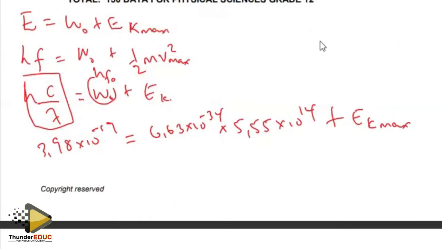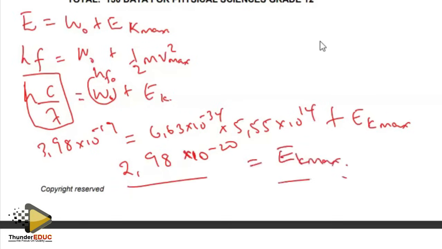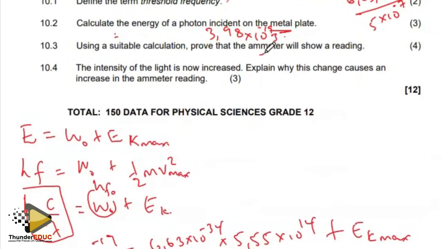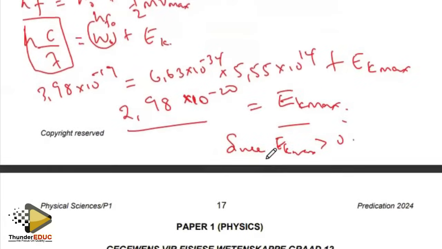And then I need to just do the subtraction. Okay, so my subtraction is 6.63 times 10 to the negative 34 times 5.55 times 10 to the 14. Okay, so I'm getting 2.98 times 10 to the negative 20. So this is the EK max. Now, since EK max is greater than 0, then therefore there is going to be some movement on the ammeter reading. There's going to be an ammeter reading. So just that. Then we can show that the electrons are going to have some energy. Now remember, this energy is what the electrons are going to possess.